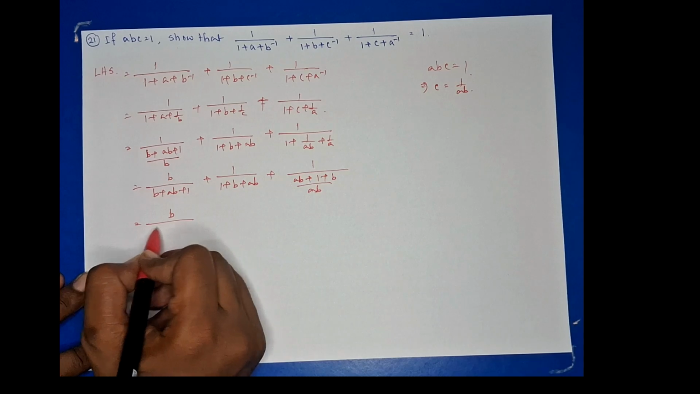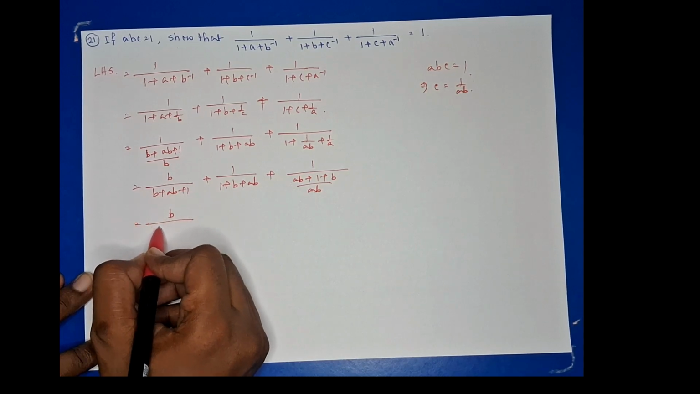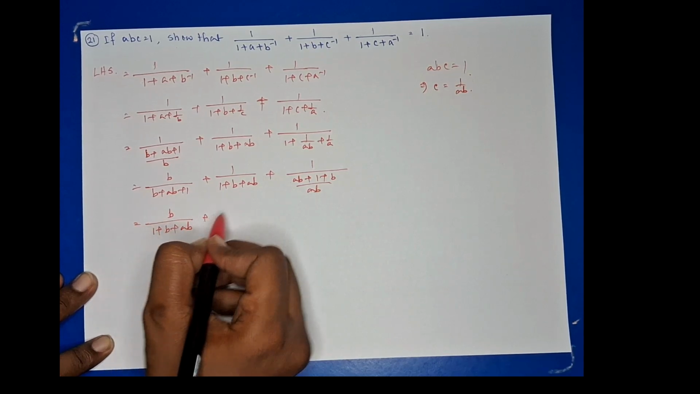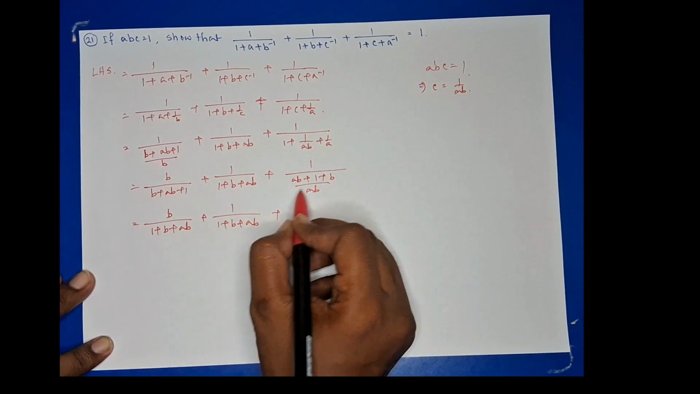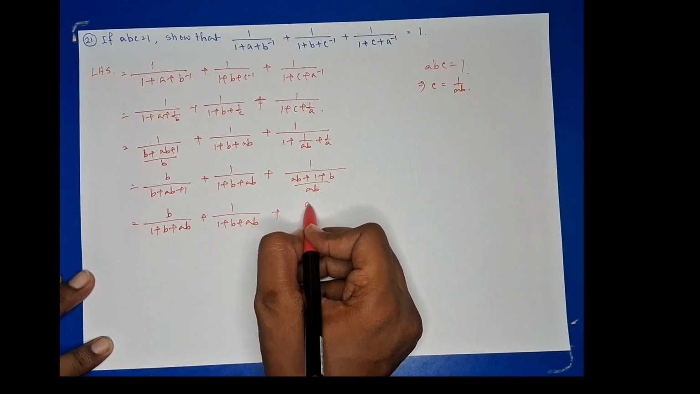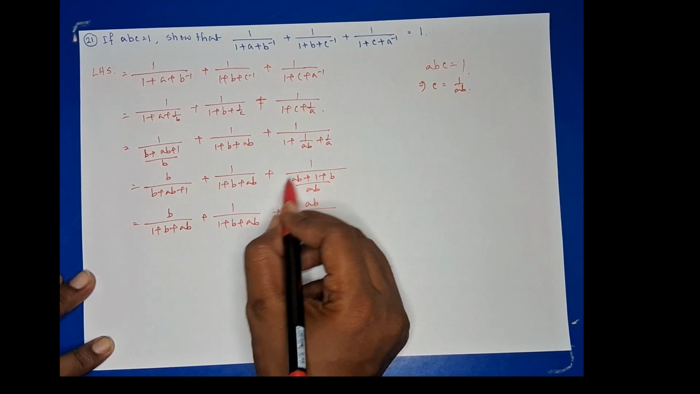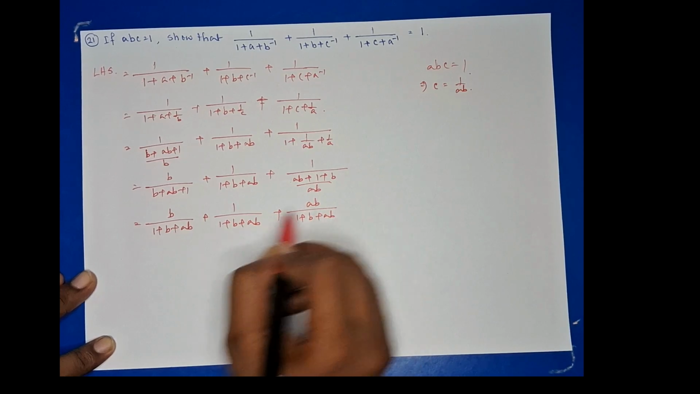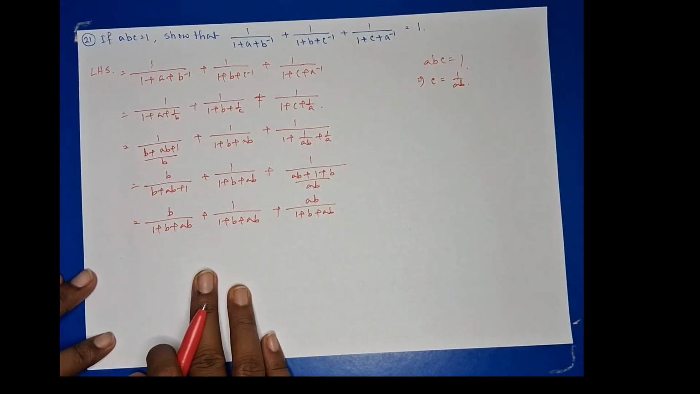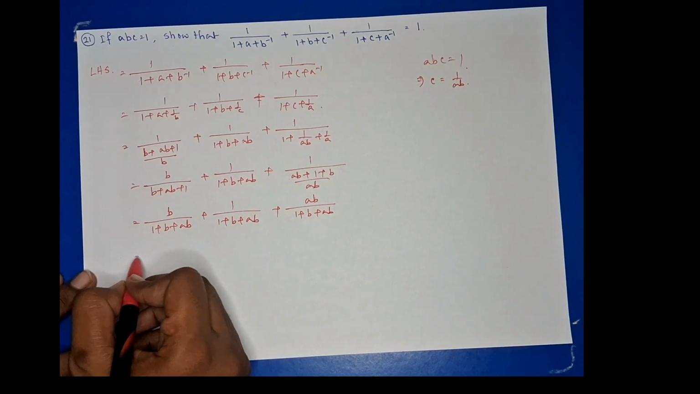So b by, let us rearrange it as 1 plus b plus ab. This will become 1 plus b plus ab. So this will go above ab by, and rearranging it 1 plus b plus ab. Does it look easier now? Can we solve it? Yes, we can.